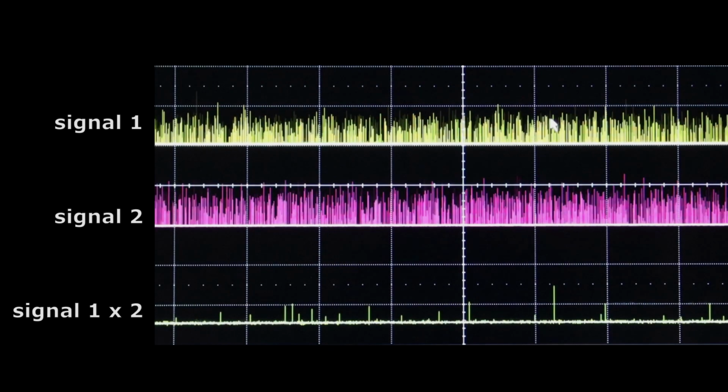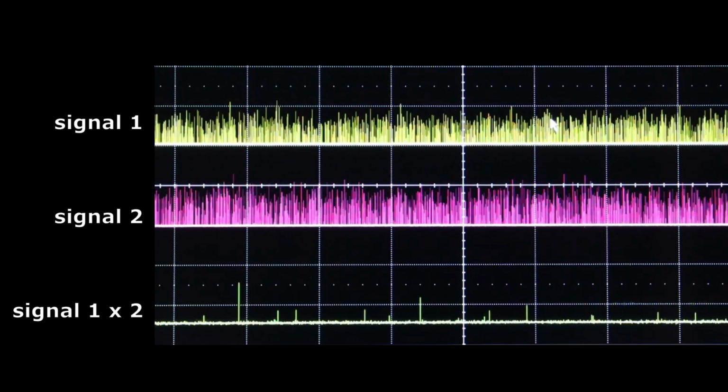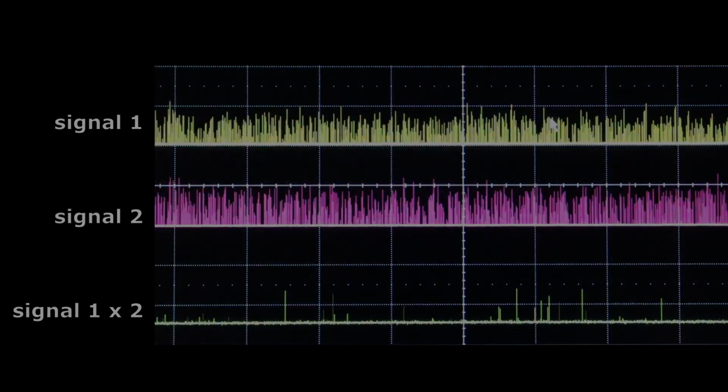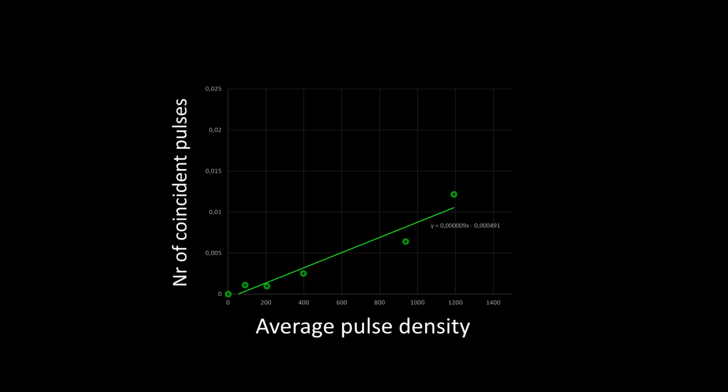Also, the experiments require a lot of averaging over many measurements at different intensity levels, but what I'll do is just show you the result. Here is what the number of coincident pulses as a function of the average pulse density looks like for coherent laser light. We observe what appears to be some sort of linear dependency between coincident pulses and pulse density.